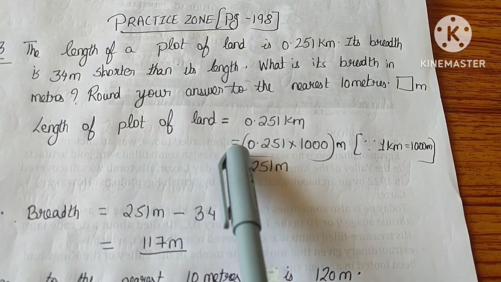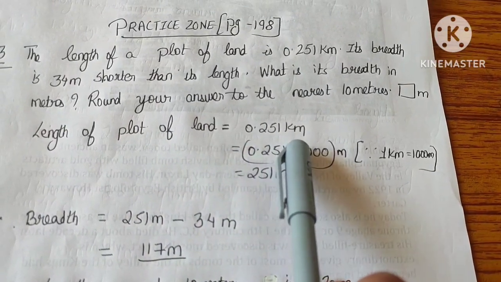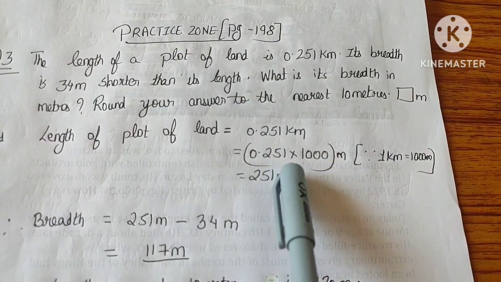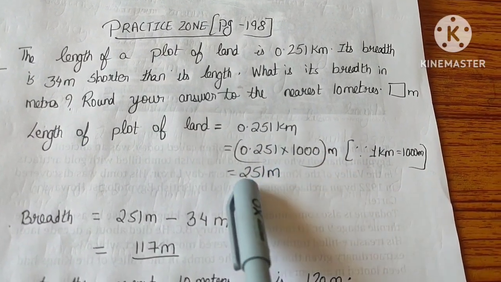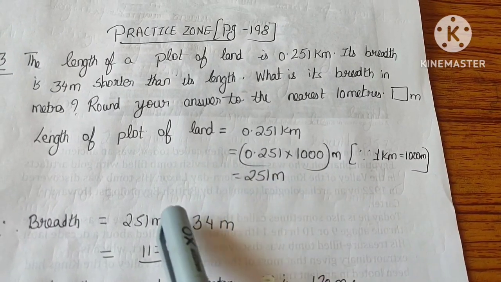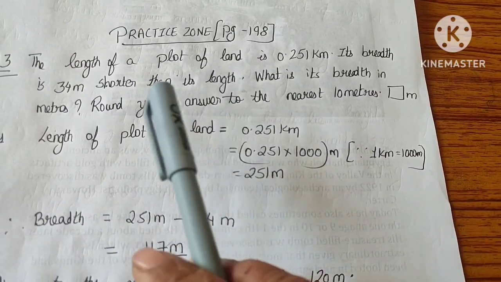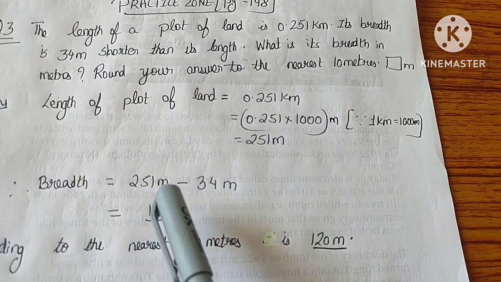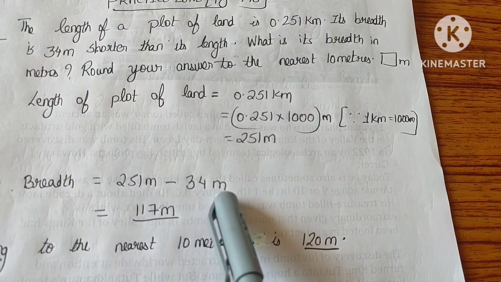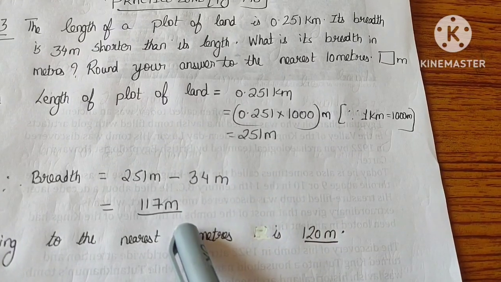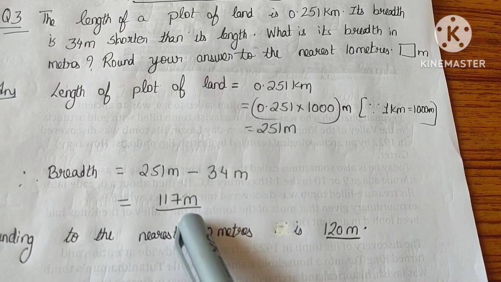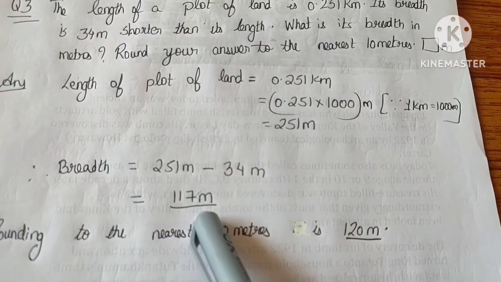Length of plot of land is how much? 0.251 kilometer, and we would be converting it into meters by multiplying it by 1000. So we get 251 meters. Therefore its breadth will be, it's given that it is 34 meters shorter than its length. Therefore its breadth will be equal to 251 minus 34 meters. You can do the subtraction in the rough column, and we would be getting 217 meters.